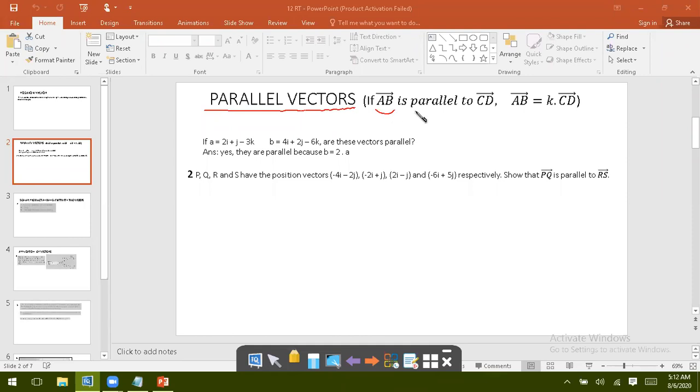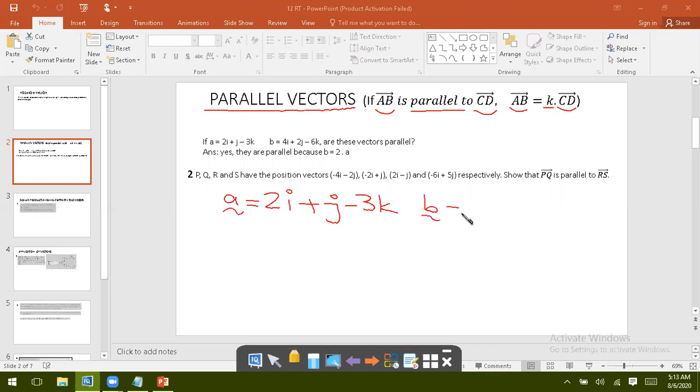So let's look at the example here. Let's rewrite it again. Vector A is equal to 2i plus j minus 3k. All right, what is vector B? Vector B is equal to 4i plus 2j minus 6k. So are these two vectors parallel or not?